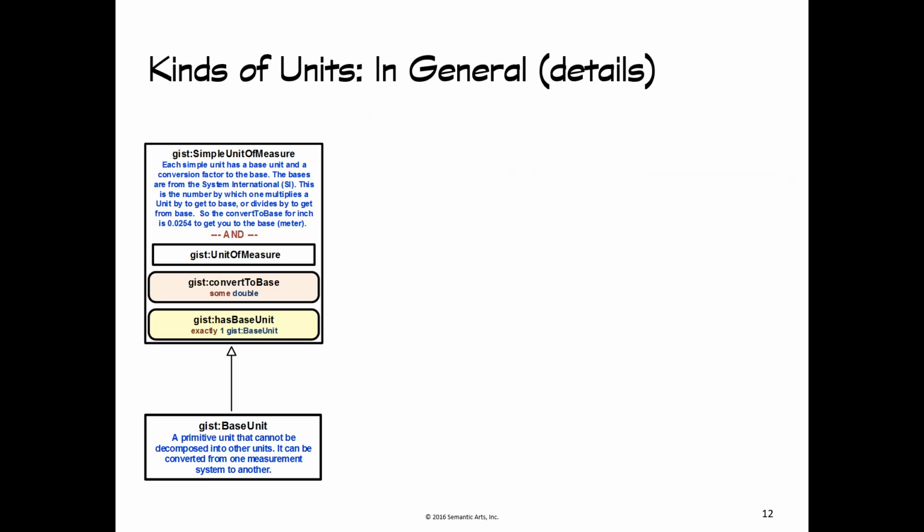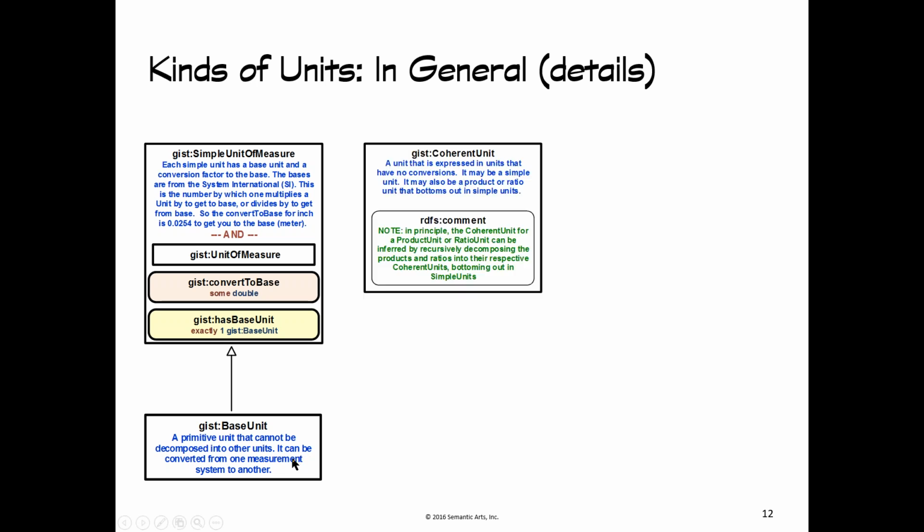So in general, if we want to look at the kinds of units in a little bit more detail, the simple unit of measure is a unit of measure that has a convert to base and has exactly one base unit. And then base unit, of course, is the simplest case of a unit of measure. It's a primitive unit that you cannot decompose further into other units, although it can be converted into other systems of measure. And then the coherent unit is a unit that's expressed in units that have no conversion. So we talked about that a few minutes ago. It could be a simple unit, that would be the subcase, a base unit. It could also be the product or ratio that bottoms out in simple units. And of course, a base unit is a coherent unit.